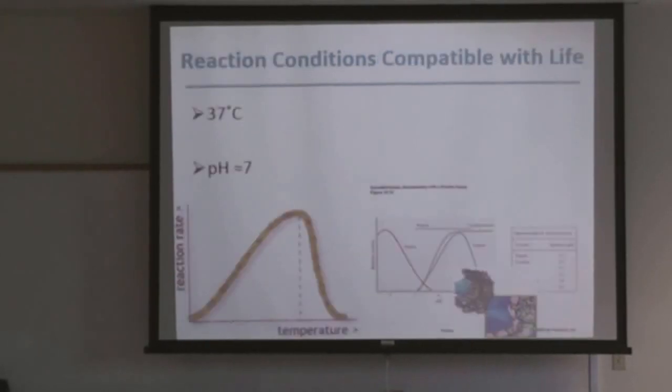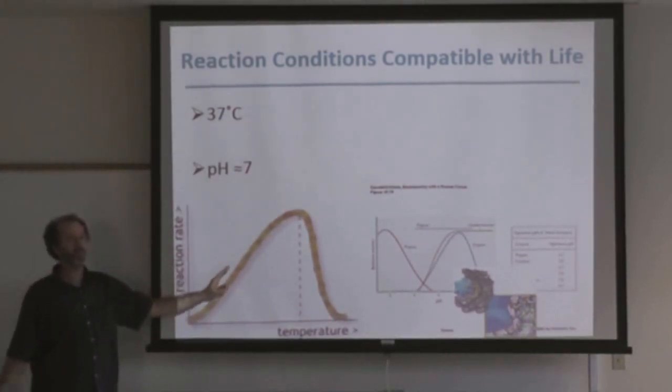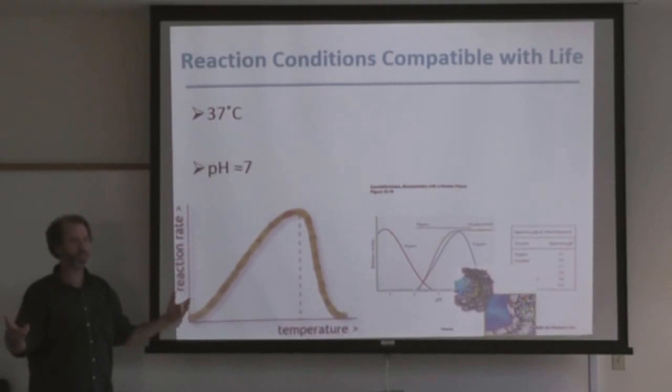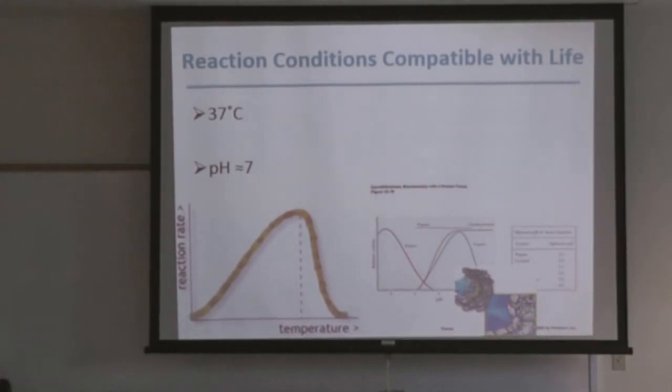So, reaction conditions compatible with life, right? 37 degrees and a pH of about 7. So what happens normally when you increase the temperature of a reaction? It speeds up the reaction. Why does it do that? I think we talked about it on the first day.